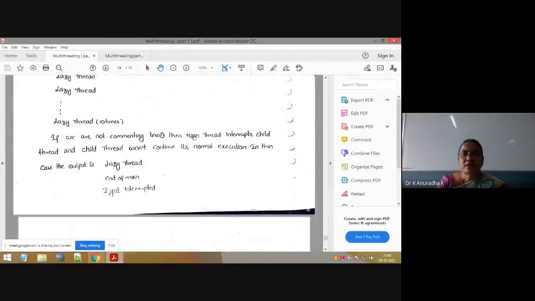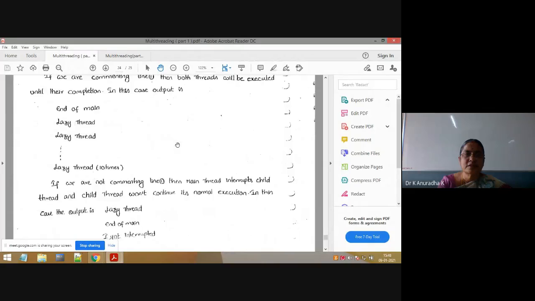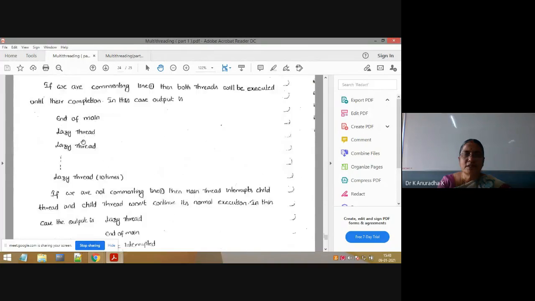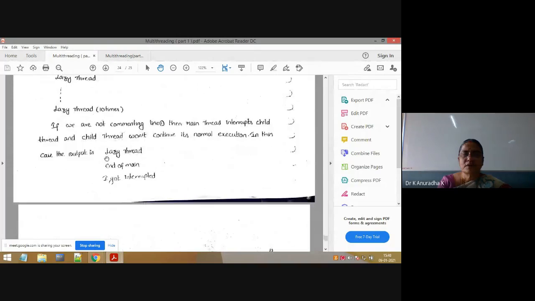So here, if we are not commenting the line, this one, if you take this line as it is, that is t.interrupt(), then this is the output: first lazy thread, then end of main, then I got interrupted.